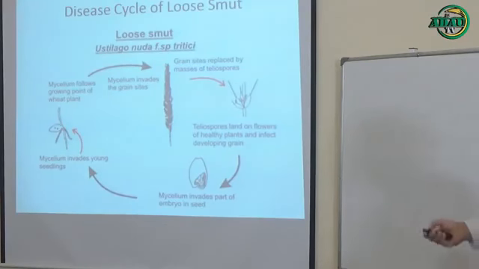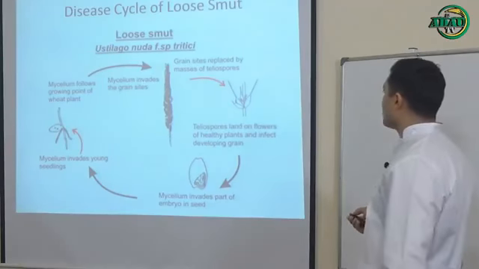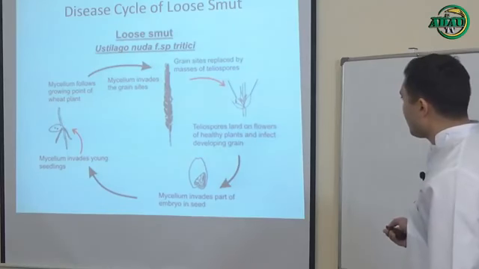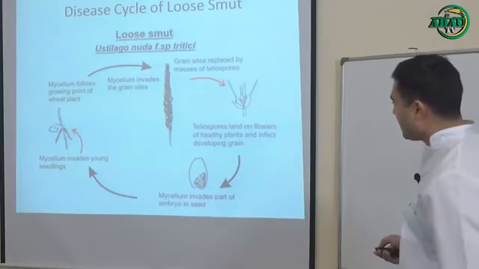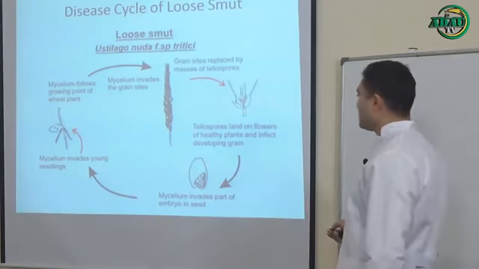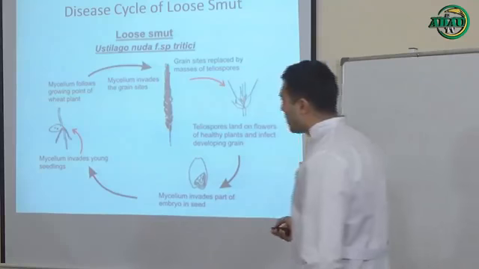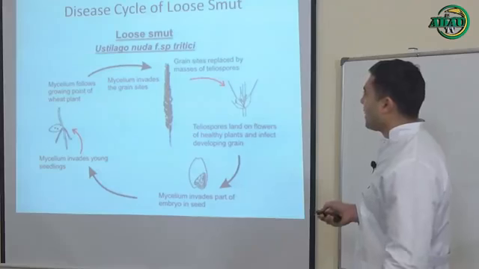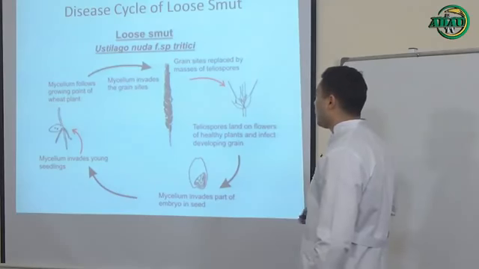And here is the disease cycle of loose smut. You can see already infected plants here. The grain site is replaced by a mass of teliospores. And the teliospores land on flowers of healthy plants and infect the developing grain. After that, when we use this grain, the mycelium is present in the embryo part of the seed. When we are seeding, when we are planting our plants, the mycelium invades the young seedlings. And the mycelium follows the growing point of the wheat plant. After that, the mycelium invades the grain sites. And again, this cycle continues during the vegetation time.